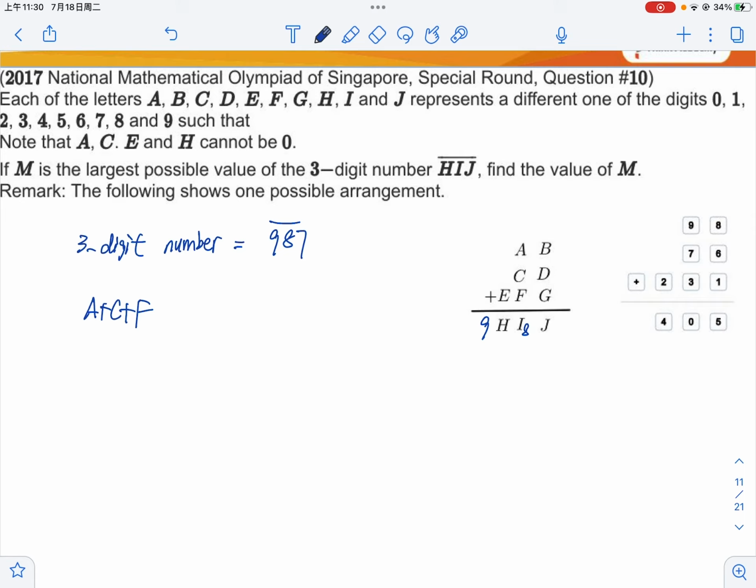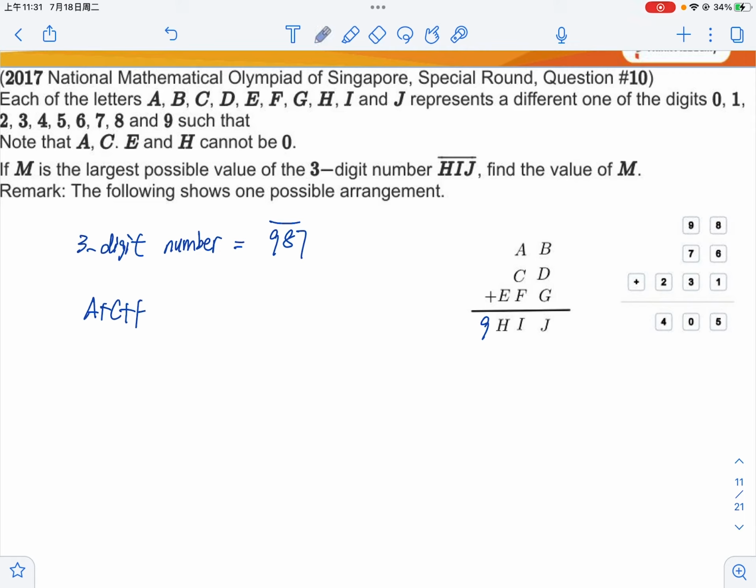So e can be what? Because you know a plus c plus f, the max value is 9 plus 7 plus 6 plus 5, which is 18. So e cannot be 7, right? If e is 7, a plus c plus f should be bigger than 20. But it can never be bigger than 20 because we have already used 8 and 7 here. So i cannot be 8. Let's calculate.